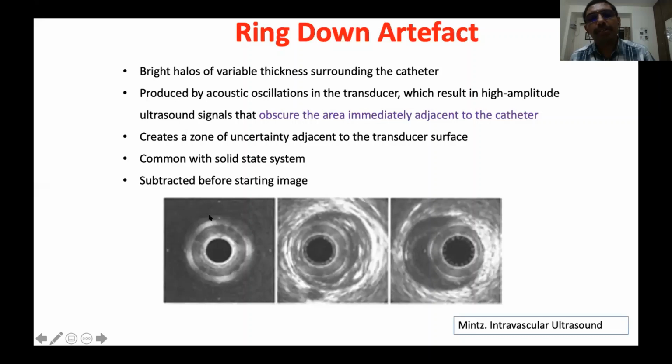When you are imaging a smaller vessel, this ring down impairs your capacity to identify abnormalities closer to the catheter. Suppose you take a tighter stenosis which is hugging the IVUS catheter, you'll be missing this part of the information. So the system provides something called a ring down suppression function. That removes this ring, but still suppresses the information closer to the catheter. So this is a typical appearance of a ring down artifact.